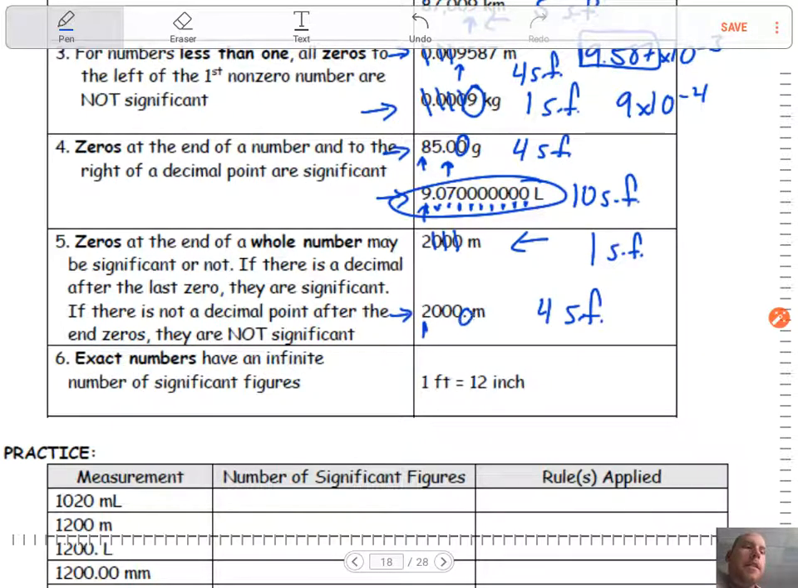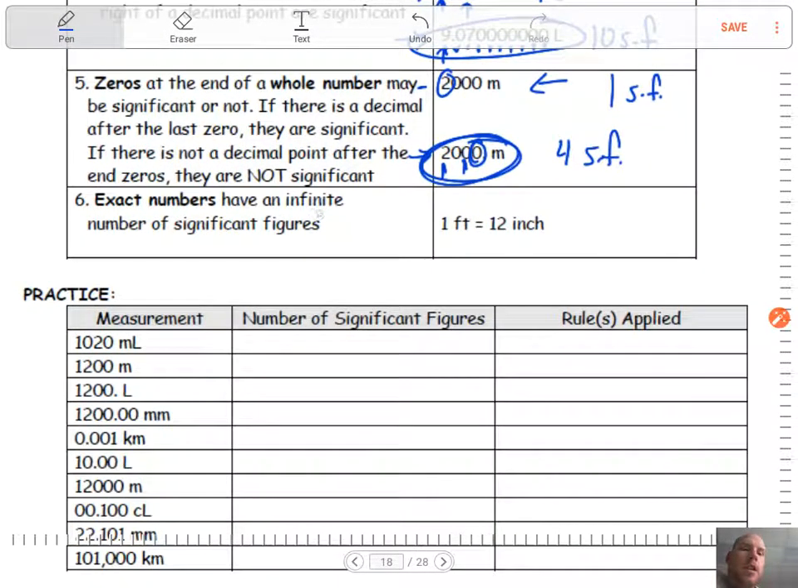This number, which one's more accurate? This guy's more accurate because it's saying that, hey, we accurately measured to this. Our last number was the estimated one. Up here, since we have 1 sig fig, that's the estimate right there. Exact numbers have an infinite number of significant figures because these are conversion factors. So these are accurate. They're not measurements.